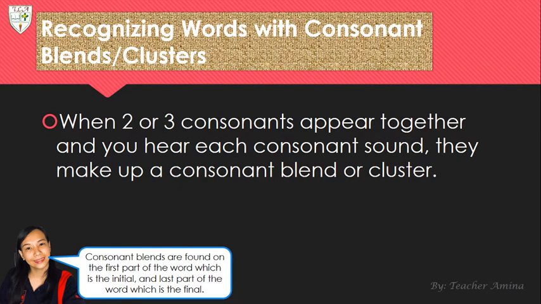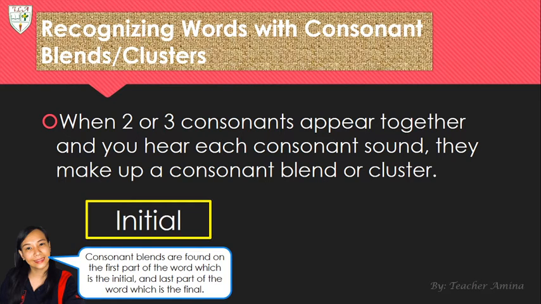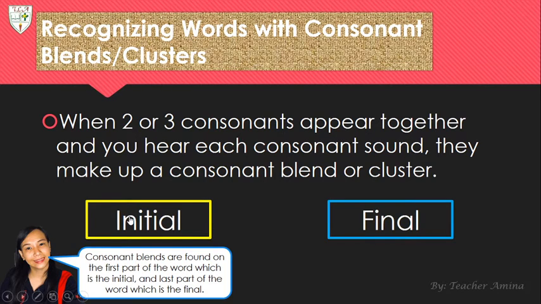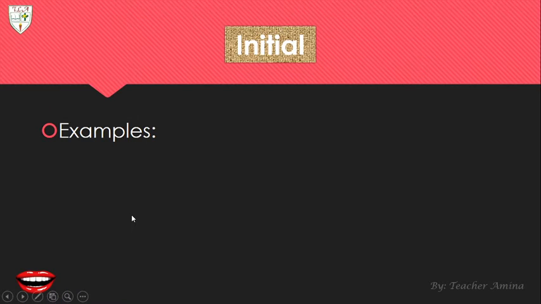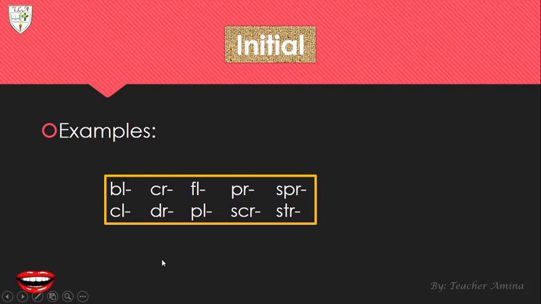Consonant blends are found on the first part of the word, which is the initial, and the last part of the word, which is the final. So let's look into initial first. These are examples of initial blends. We have bl, cl, cr, dr, fl, pl, pr, skr, spr, and str.